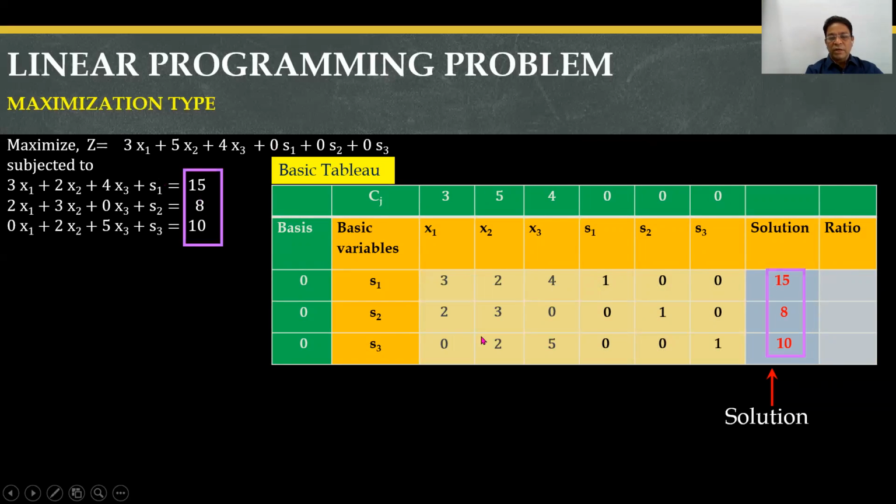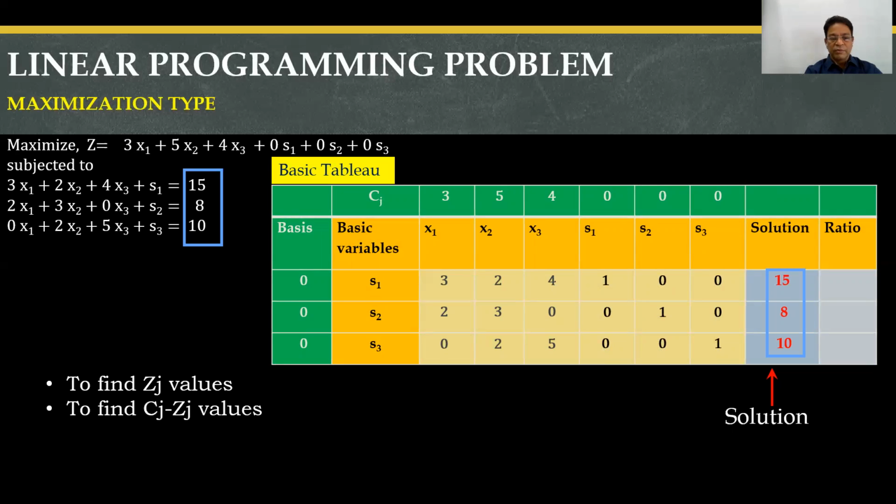Okay, so after filling all the entries, the basic tableau is completed. Now the next step is to do the iterations. There are a few steps which will be repeated hereafter, and those steps would be like this. The first step will be to find the value of Zj. The second step would be to find the value of Cj minus Zj.